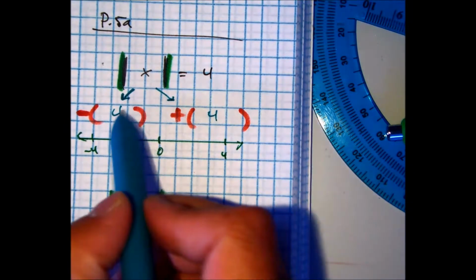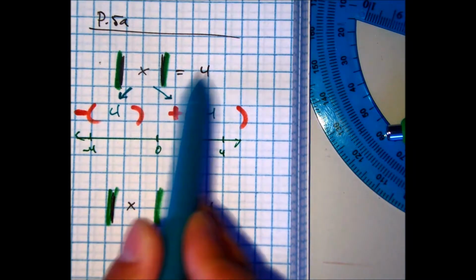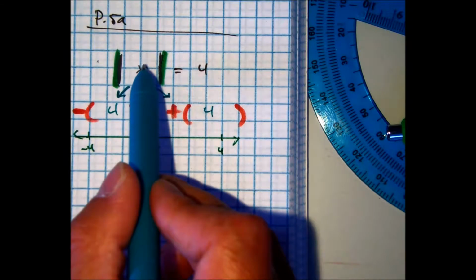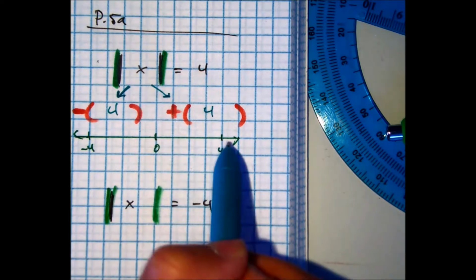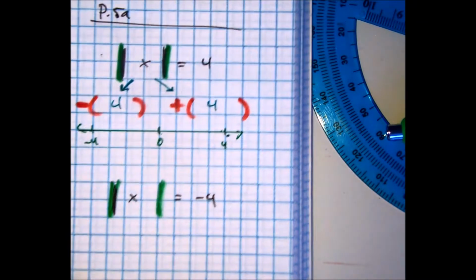If I put in the absolute value of negative 4, that's the distance to 0, that has a distance of 4. If I put in a positive 4, absolute value of 4 to 0 is a distance of 4.